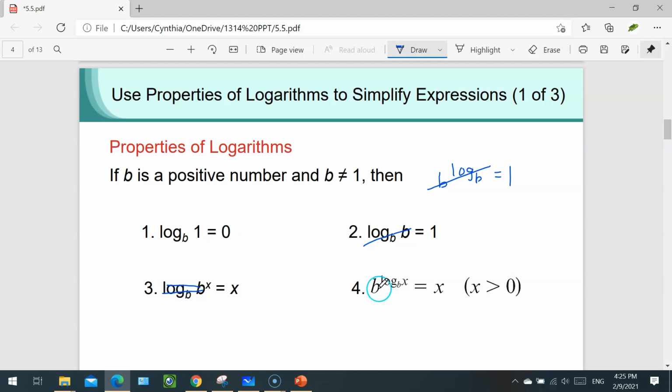The next one, b to the power log base b of x. In the same way, this b can be reduced with the log base b, so it still has x only left, so it equals x. And keep in mind, this x must be greater than 0. We don't take the log base b of a negative x value. This is undefined. So make sure that the x term in your logarithm form must be a positive number.